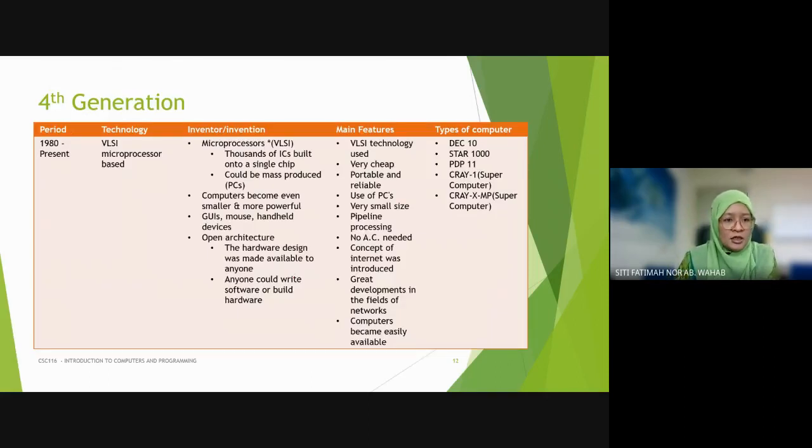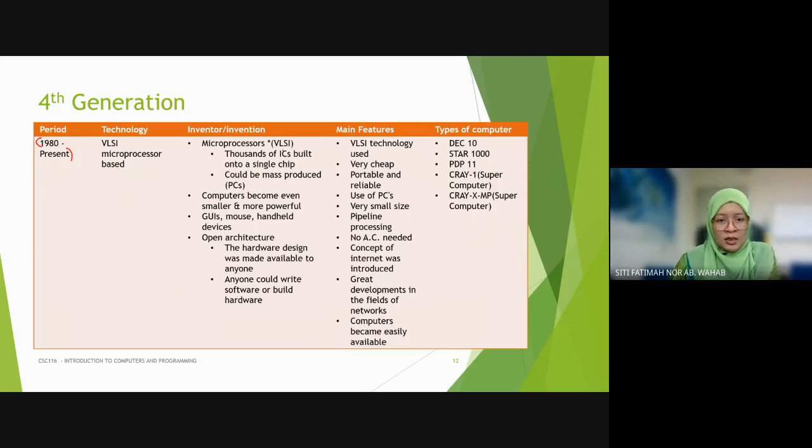And then the fourth generation, from 1980 until present, the technology used is VLSI. What is VLSI, class? Okay, you can search on the internet. VLSI is very large scale integration, microprocessor base. Okay, very large scale integration microprocessor base.